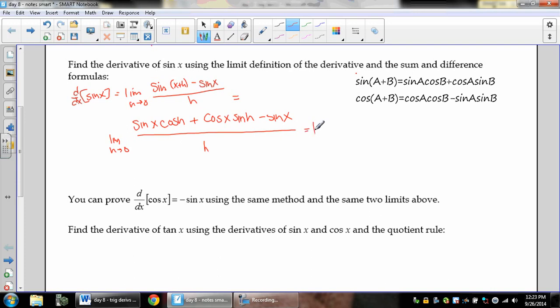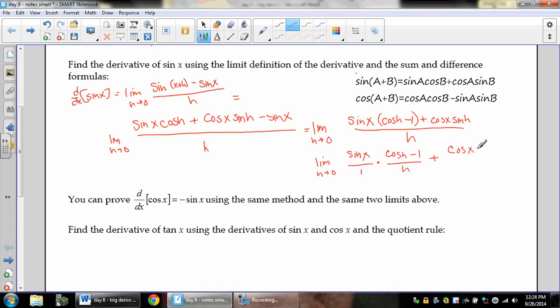Now, I'm going to rearrange this a little bit and take the limit as h approaches 0. And I'm going to factor out sine x. So sine x is being multiplied by cosine h minus 1, and then I still have a plus cosine x sine h on top, and that's all over h. Then I'm going to write this as two fractions: the limit as h approaches 0 of sine x times cosine h minus 1 over h, plus cosine x times sine h over h.